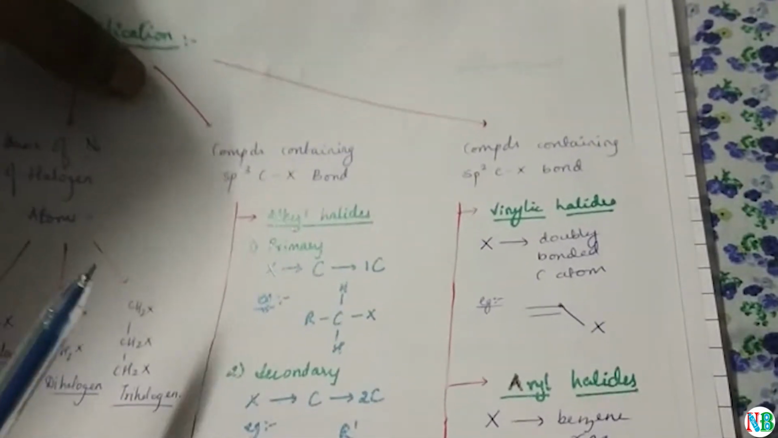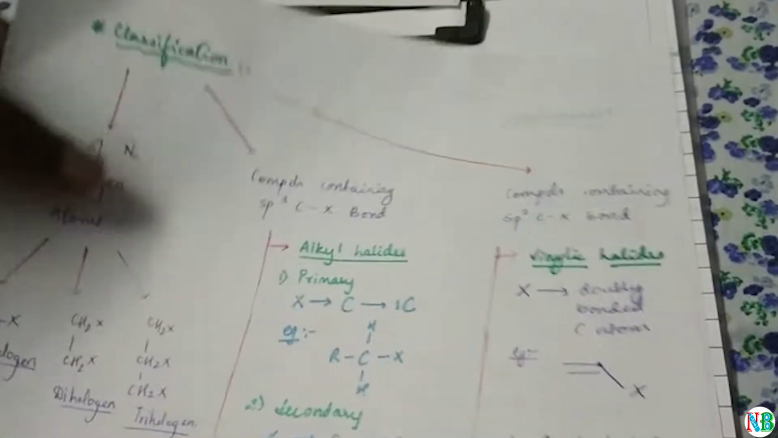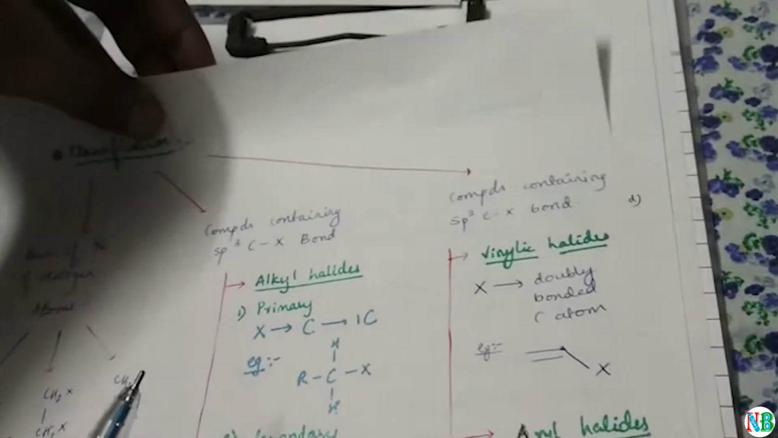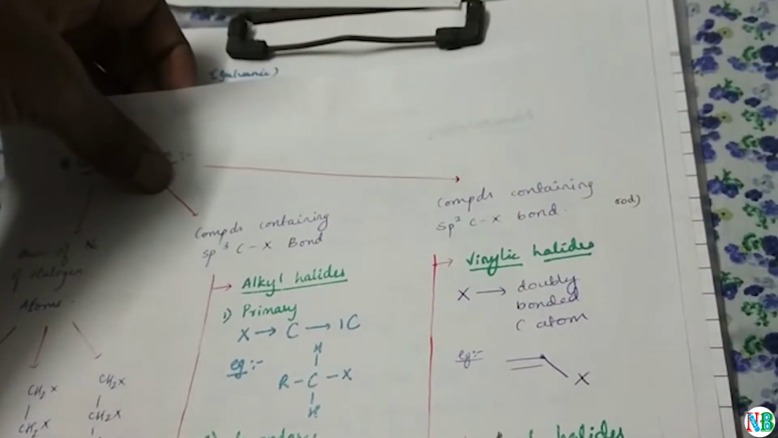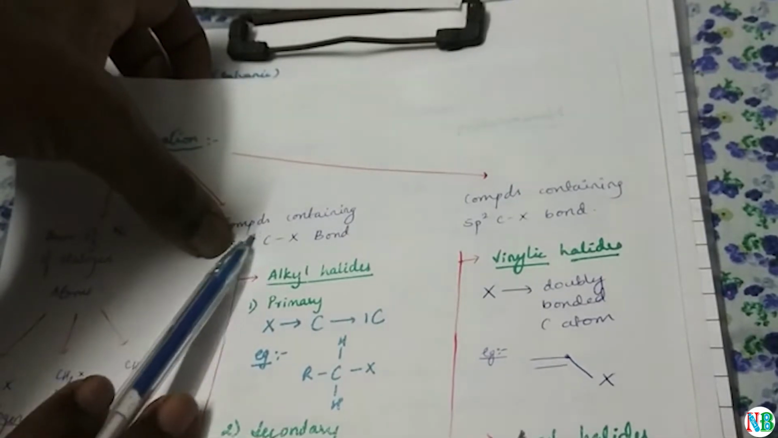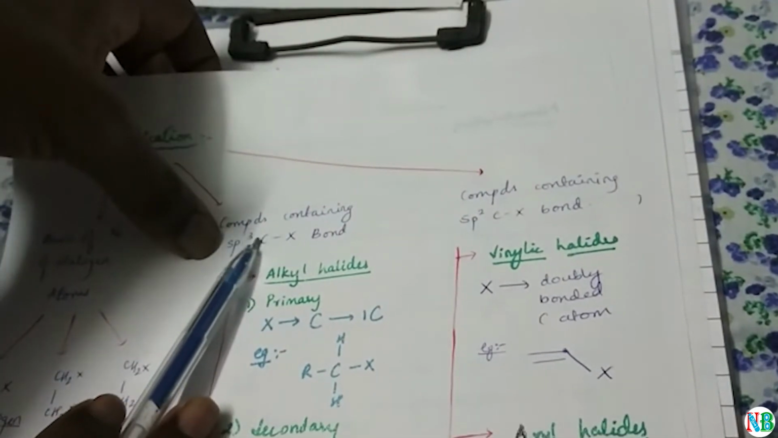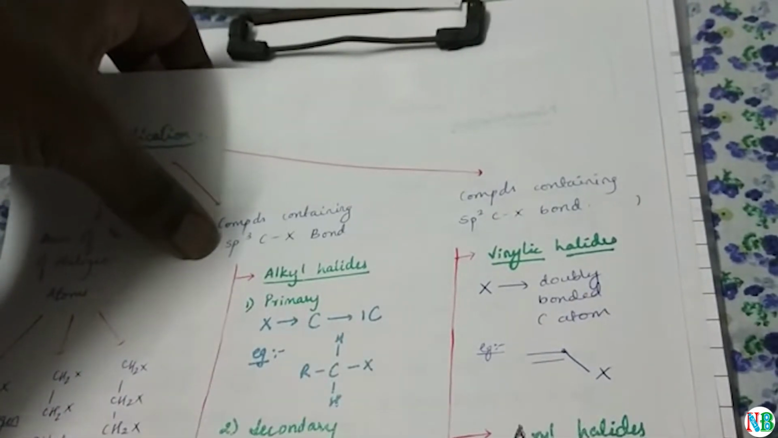Next, compounds containing sp3-CX bond. Like I told you all, here sp3-CX bond stands for the halogen which is attached to the carbon atom which is attached to a single bonded carbon atom. Okay, sp3 defines the structure of this carbon. So it says that this carbon is a single bonded carbon atom.